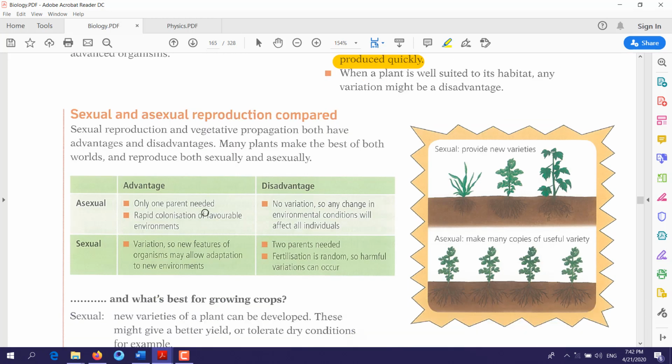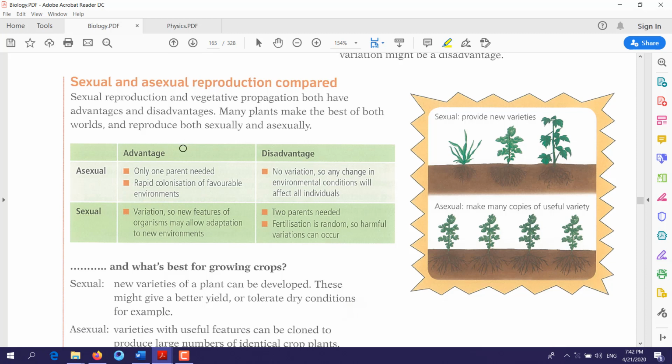So more details, more differences between sexual and asexual. Asexual, the advantage of it, we said only one parent is needed, and it's what? It's rapid colonization. What does that mean? It means it can form a colony. What do you mean by colony here? It means a large number of the same species. Okay, they can occupy a habitat rapidly.